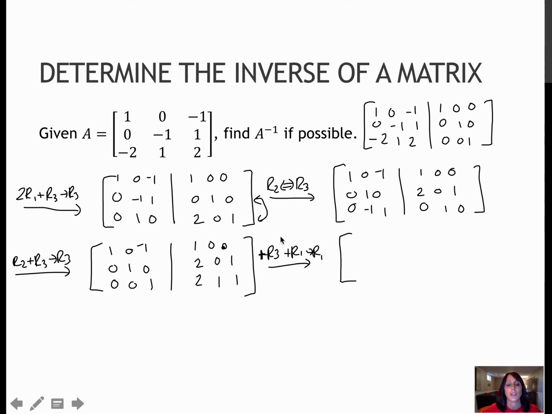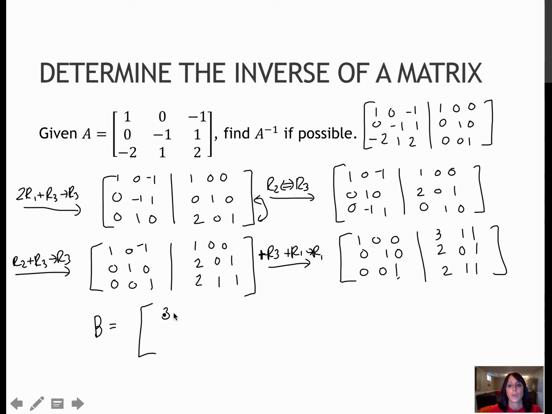So now that I've done all of my row operations, you can see on the left side I have the identity matrix: 1, 0, 0, 0, 1, 0, 0, 0, 1, which means that B is the matrix 3, 1, 1, 2, 0, 1, 2, 1, 1, which means that's the inverse of A. So this is the inverse matrix.